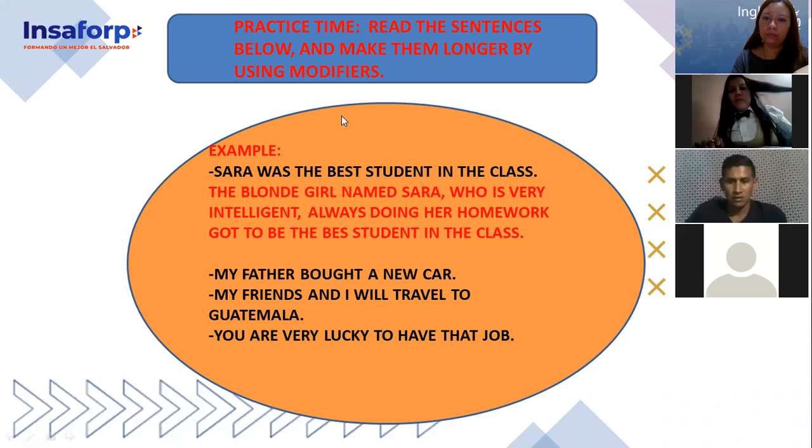My father bought a new car. He was borrowing the car all in for his work. He needed a new car. Okay, repítamela, por favor. He was borrowing the car all. Mm-hmm. And for his work, he needed a new car.